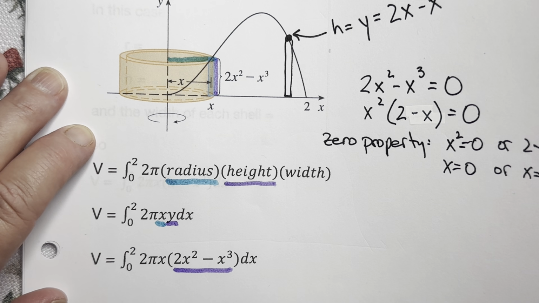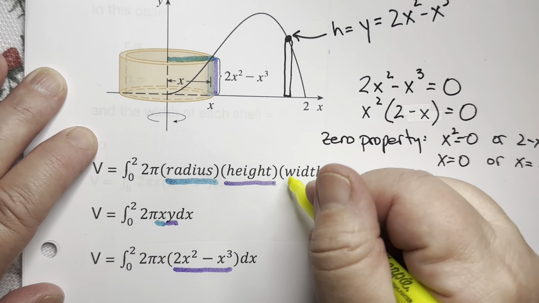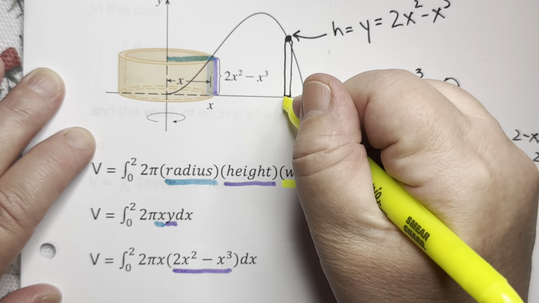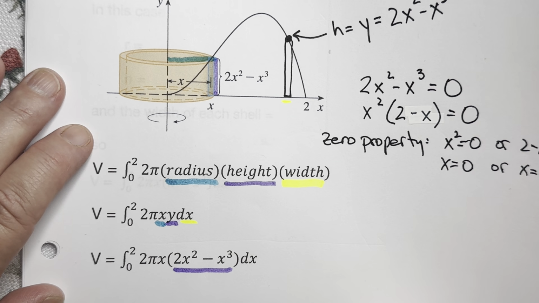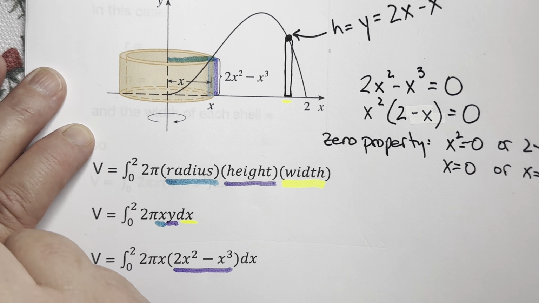Okay. And then what's the width? The width is the little tiny guy right there. And that, in this case, is a dx, because originally, what was it? It was a delta x. You got it. Now, when would it be a delta y?